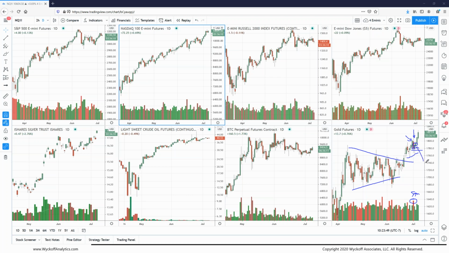So that indicated absorption of the supply that was coming in. Also, I like the higher highs, higher lows here, and that it's resting on the area of the resistance that now becomes a support. So quite a bullish price action suggesting continuation to the upside.